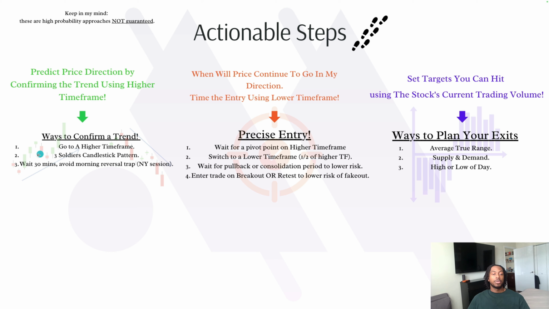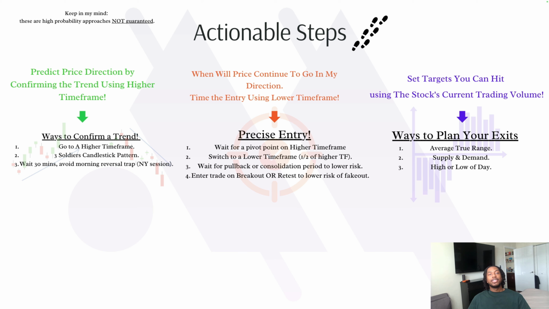The second way you can confirm a trend is to wait 30 minutes to avoid the morning reversal trap in the New York session. When the stock market opens at 9:30 in the morning, that's normally the most volatile. So wait out the first 15 to 30 minutes, I would say 30 minutes just to be safe, to make sure that there is no morning reversal. And after that 30 minutes, you will see the trend for the day.